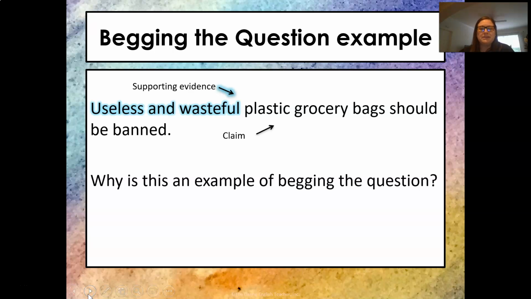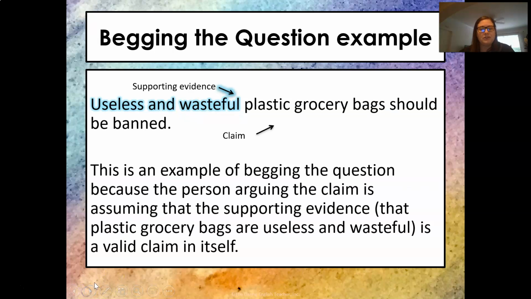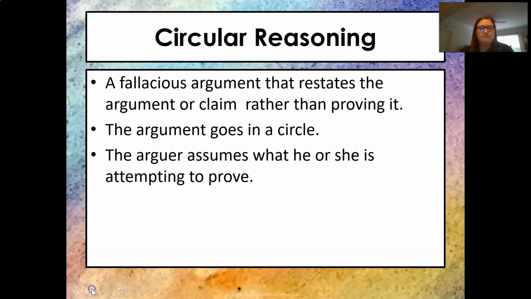Useless and wasteful plastic grocery bags should be banned. This is an example of begging the question because if the claim is plastic grocery bags should be banned, the evidence that we're giving starts with the assumption that plastic grocery bags are useless and wasteful. We haven't actually proven that that's true yet. We need to have evidence that plastic grocery bags are useless and wasteful before we can make the claim that they should be banned.